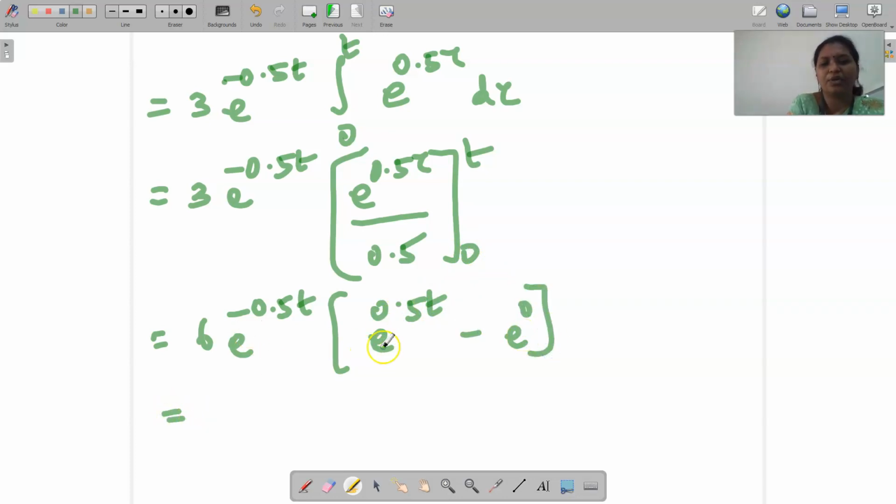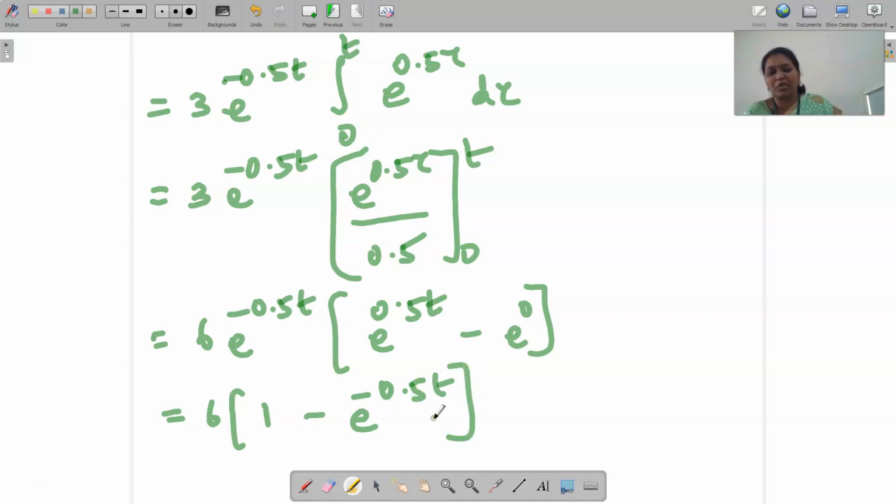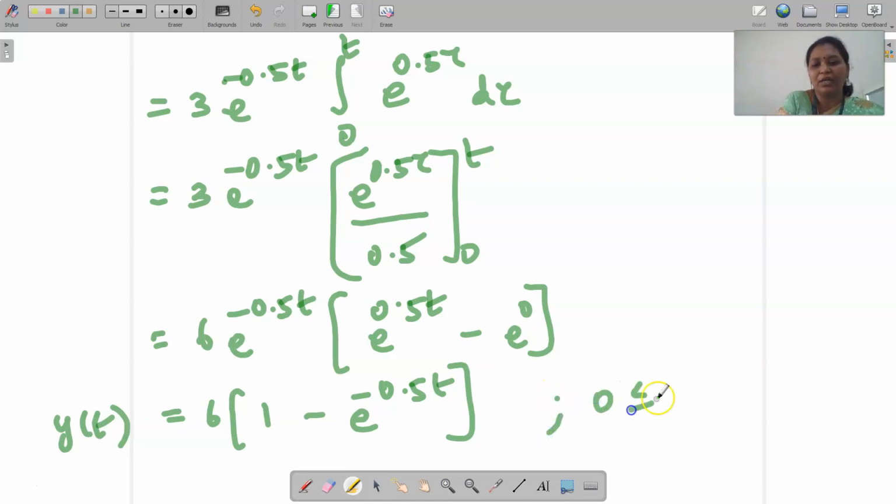Okay. So if you want you can leave it with this, or you can multiply also. 6 into e power minus 0.5 into e power plus 0.5 t is 1, and then e power 0 is 1 anyway. When you take this to the inside term you can take e power minus 0.5 t like this. Okay. So 6 into 1 minus e power minus 0.5 t, this is the case for y of t, which is the convolution of x of t and h of t. The final answer for the case 0 to 2.